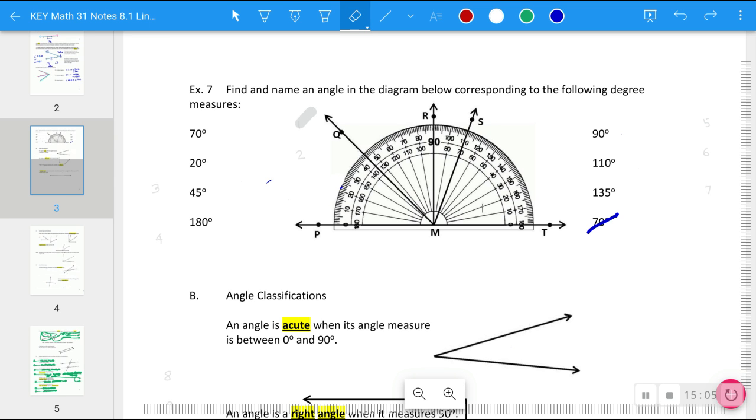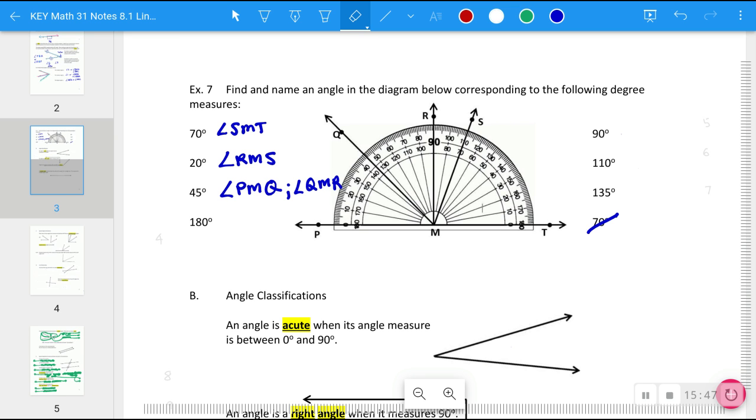Okay, so let's see how I named it. SMT. Okay, a 20-degree angle. I see one way up here with 20 degrees in its mouth. You can tell there's 10 there and 10 there, 10 degrees and 10 degrees. That's a 20-degree angle, so that's RMS or SMR. And then a 45-degree angle. I see one on the left over there. There's 10, 20, 30, 40, 45 degrees in there. So that's angle QMP, or if you turn the letters around, you get an alternate version of that designation.